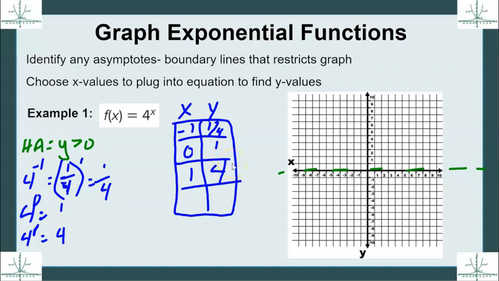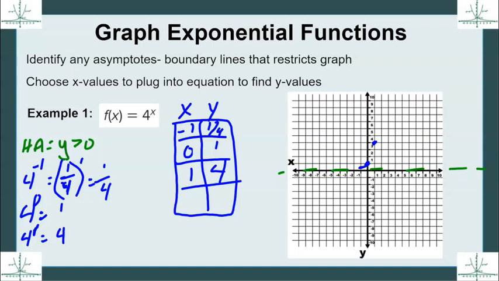So now I have three points that I can plot on the graph here. So I have -1 and then 1/4, which would be roughly here. And then I have 0, 1, which would be here. And then I have 1 and then 4, which would be up here.